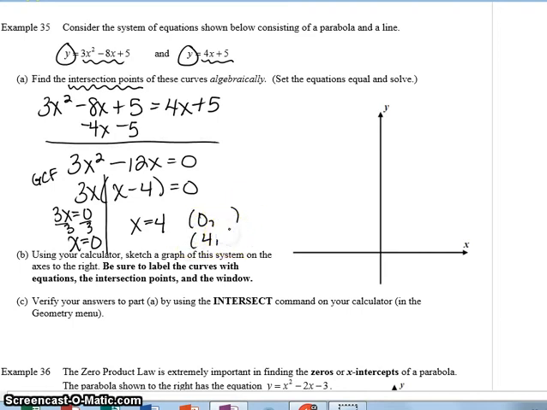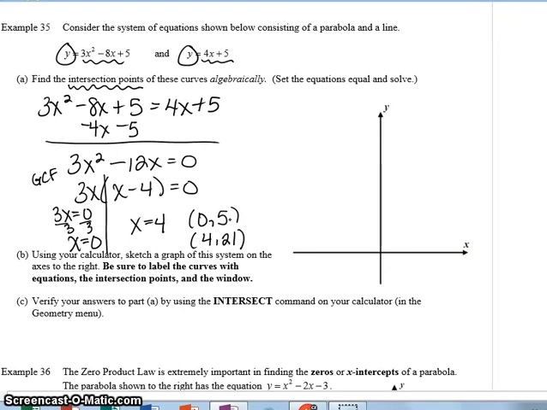To get the y values, you could just come back up top and do 4 times 0, which is 0, plus 5, you get 5. So (0, 5) is my intersection point. And then when x is 4, come back up top, 4 times 4 is 16, plus 5 would be 21. Those are where the parabola and that linear equation are going to intersect.